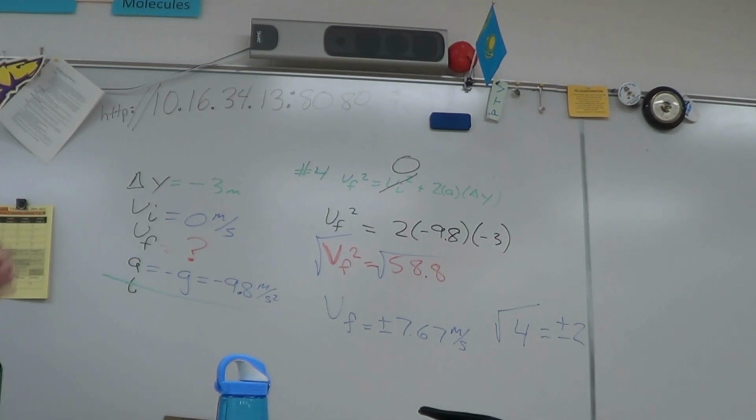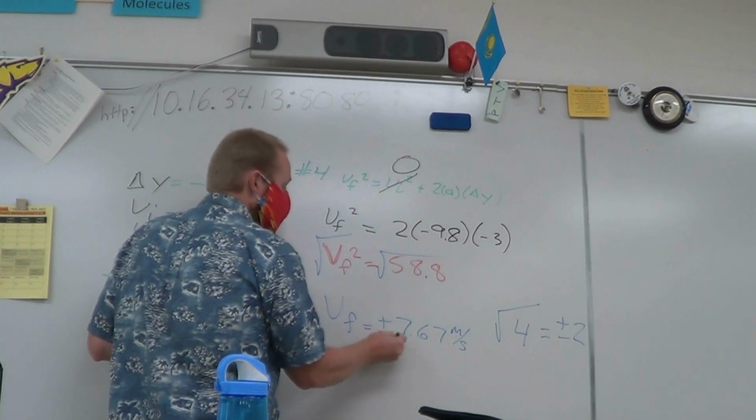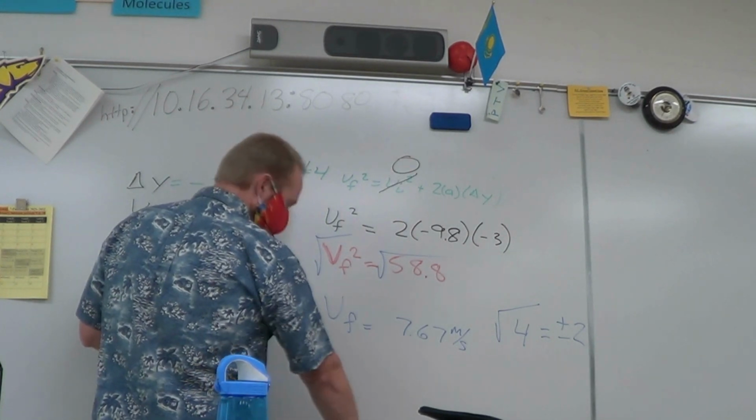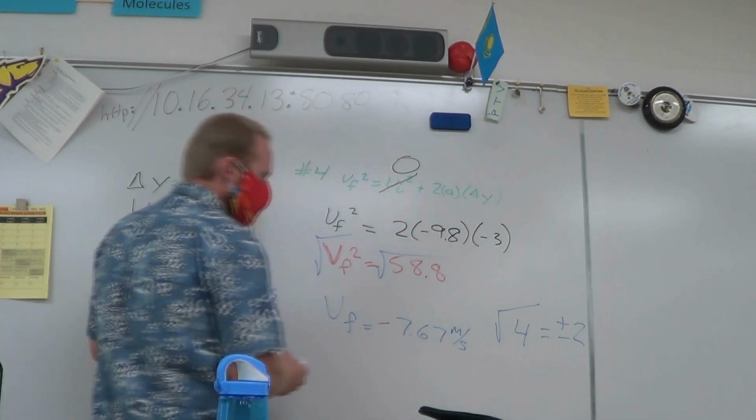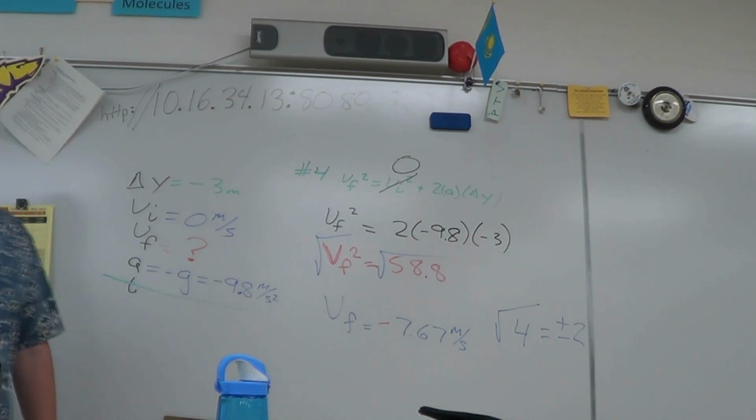Now we have to make the choice. Which one is it? Is it the plus 7.67 or is it the minus 7.67? Because the apple is falling on his head, it's going down. So we have to choose the negative here. That's why it's a negative.